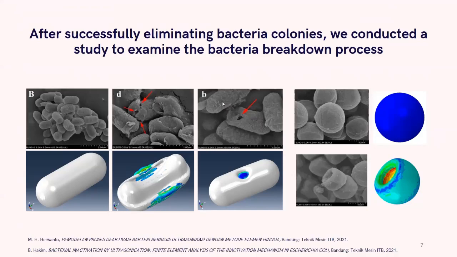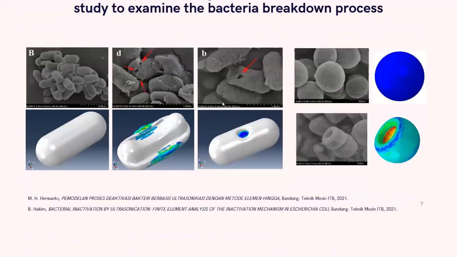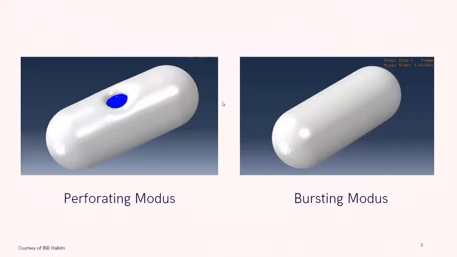As you can see in these images, the pictures in grayscale are the real-life bacteria, and the pictures in color are obviously the simulation model. The breakdown in the simulation resembles the real-life condition perfectly, proving our lab's success in simulating the breakdown process. Here are the videos of the simulation.